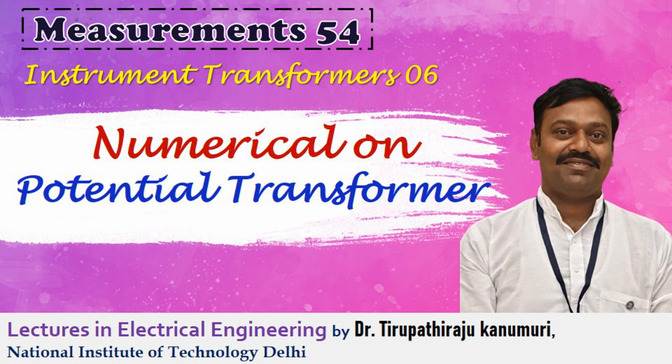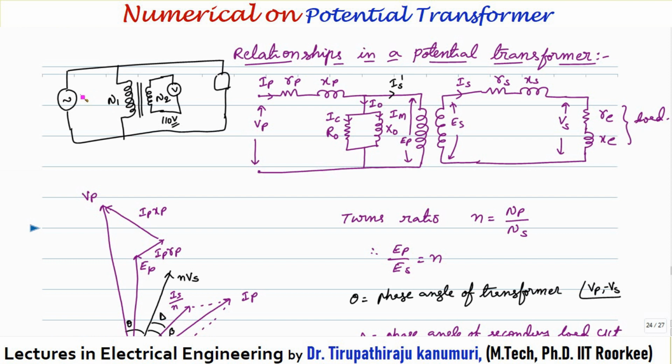Hi all, today we are going to see some numericals on potential transformer. So we have seen in lecture number 52 that the potential transformer is mainly used for stepping down the voltage. So it will have N1 number of primary turns and the secondary turns will be N2. Basically it is a step down transformer and the secondary will be connected to a voltmeter or a relay. This is mainly used for the measurement purpose.